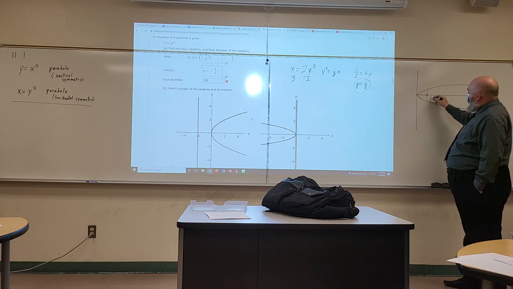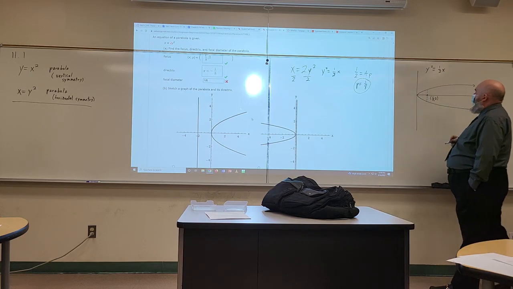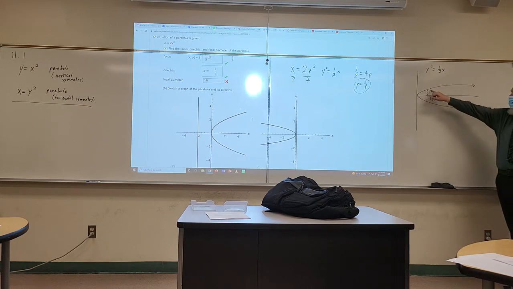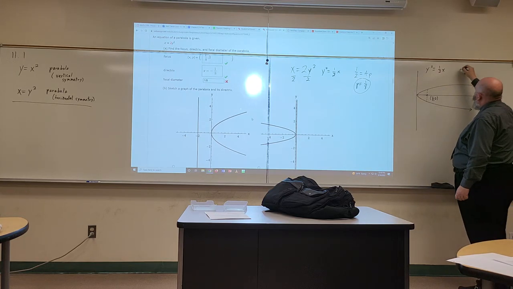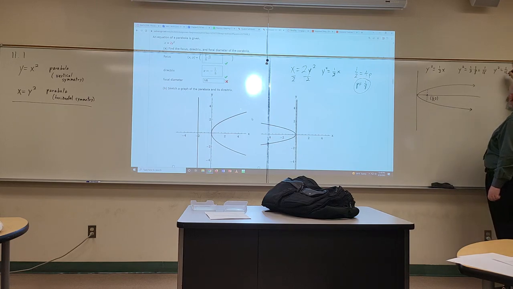So, we know that this is the point 1/8, 0. We know that this is the curve y squared equals 1/2 x. So what do you think? We could input 1/8. Yes. I can figure out what these points are by plugging 1/8 in for x. It follows that y squared is equal to 1/2 times 1/8, which is 1/16. If y squared is 1/16, y would be what?